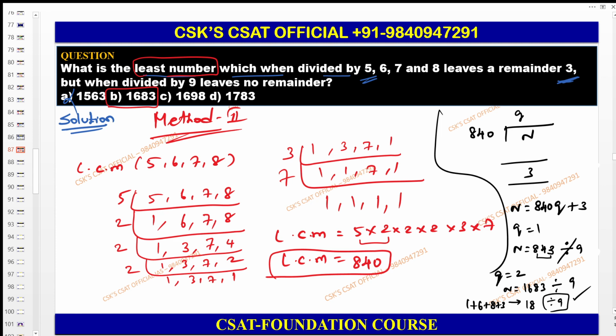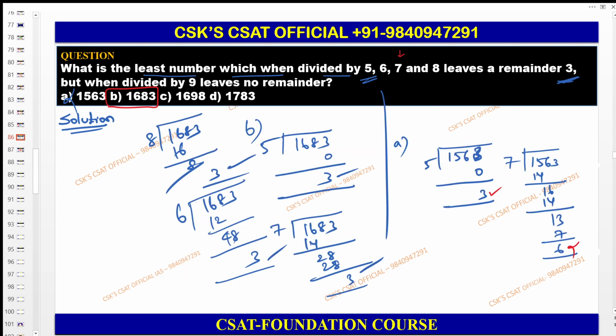Now listen very carefully. When we are doing this with the first model, all the conditions give you 3 as the remainder. Then what do we need to check? We need to check the second statement. So what is the second statement? When divided by 9 leaves you no remainder. Yes, you can check this one.